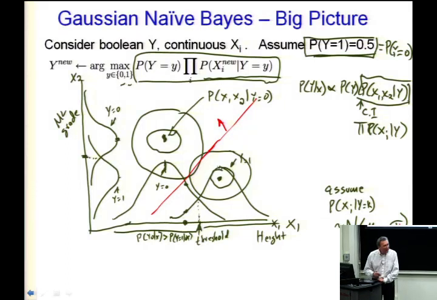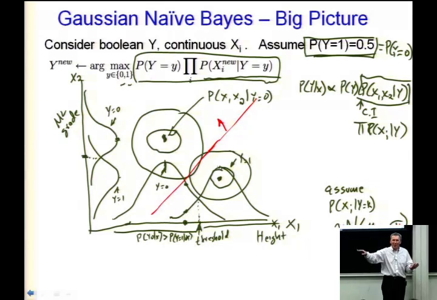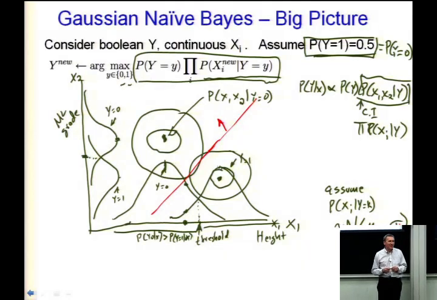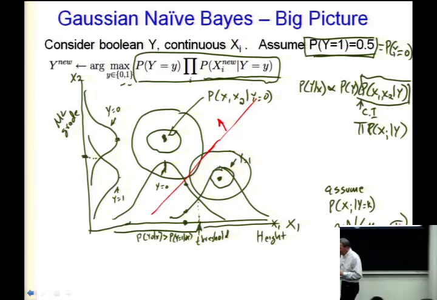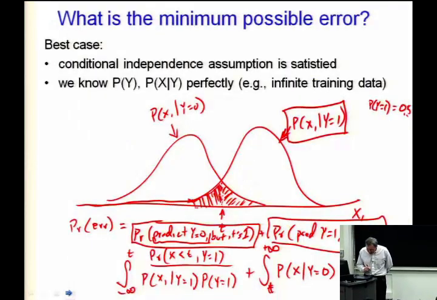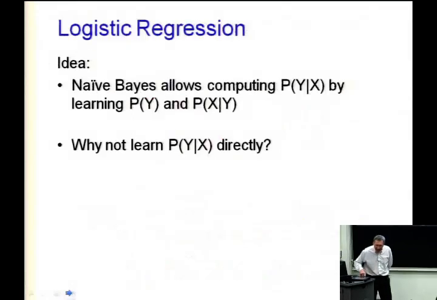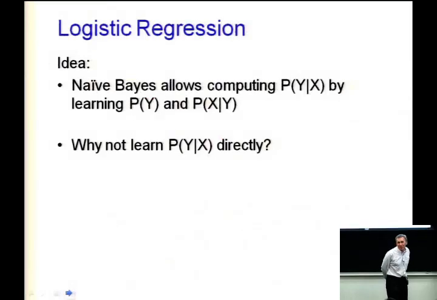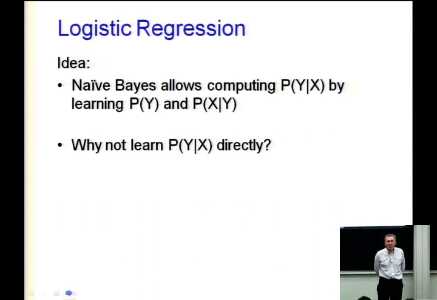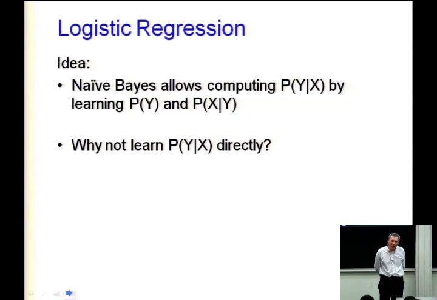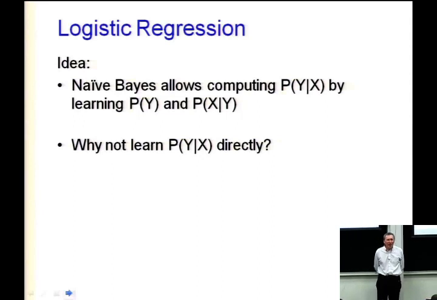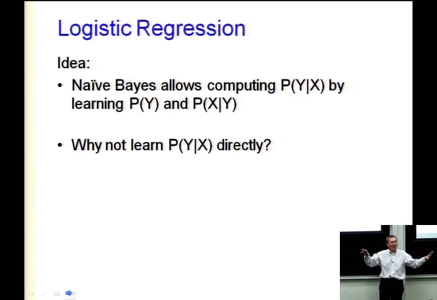Okay. So any comments, questions on that before we move on to logistic regression? All right. So logistic regression is motivated by a very simple observation, which is this. If what we're interested in is p of y given x, why on earth are we doing these contortions to instead learn p of y and p of x given y? Why don't we just learn p of y given x?